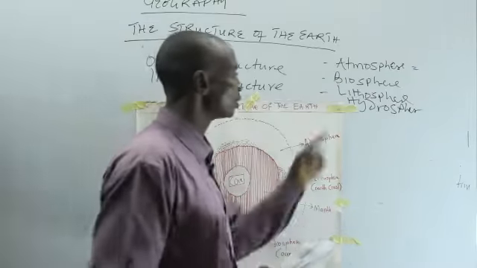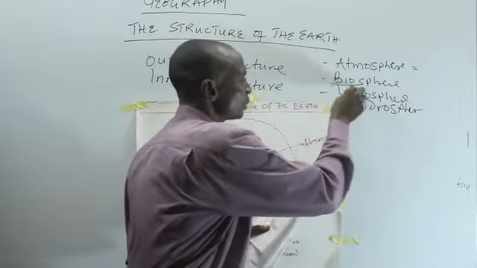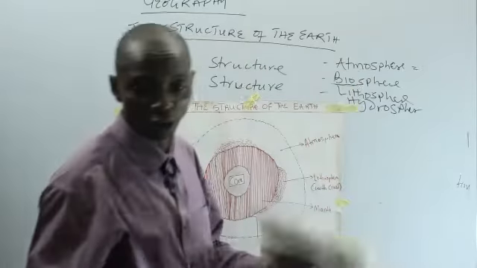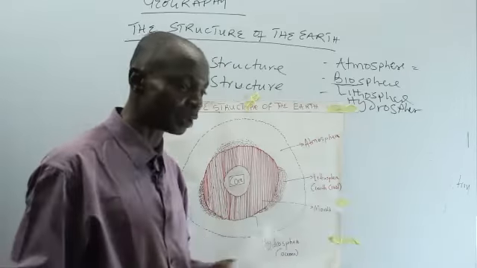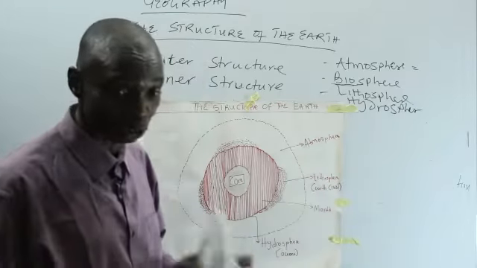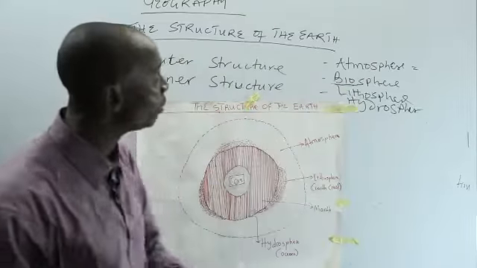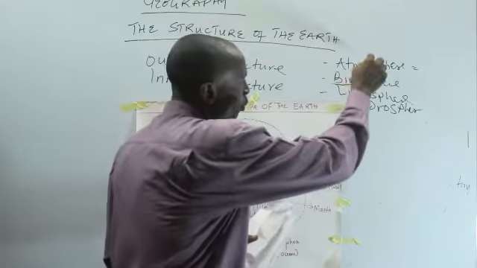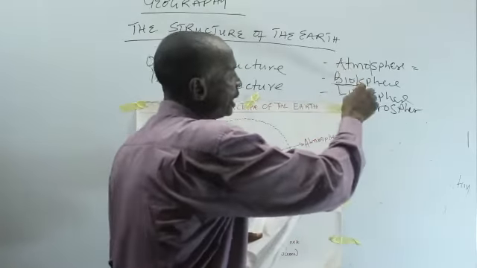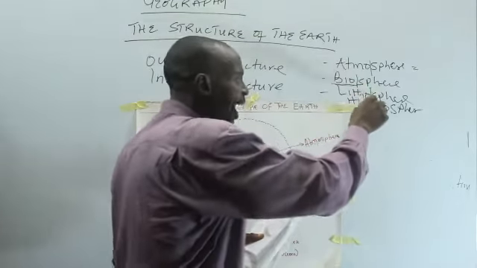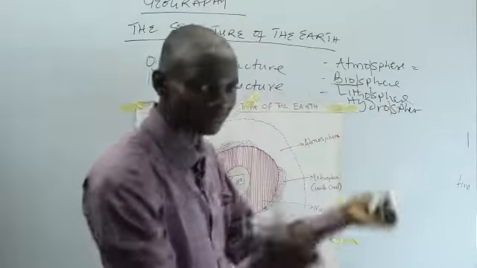Then we talk about the biosphere. The word bio means life. Some of us are offering biology. So in your study of biology, your biology master must have defined biology as the study of life. So when we are talking about the biosphere, we are talking about a sphere. Remember, we said atmo means air, bio means life, litho means solid, hydro means water. So a sphere is a space.